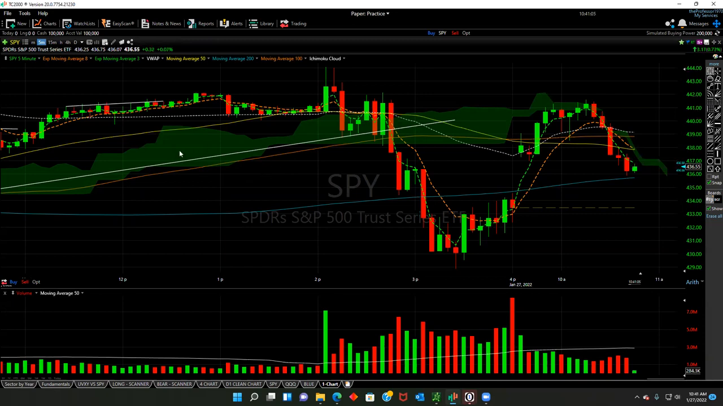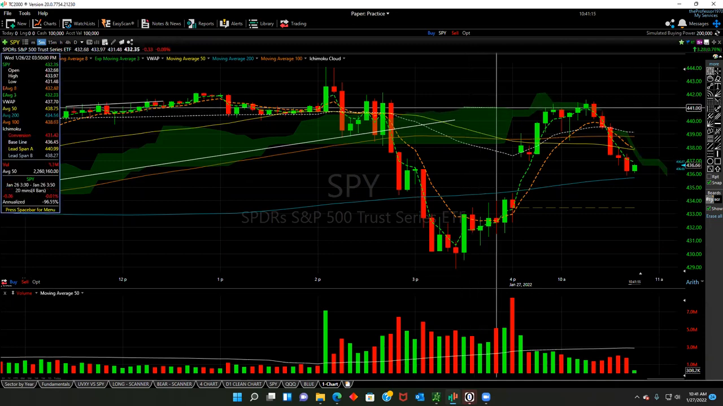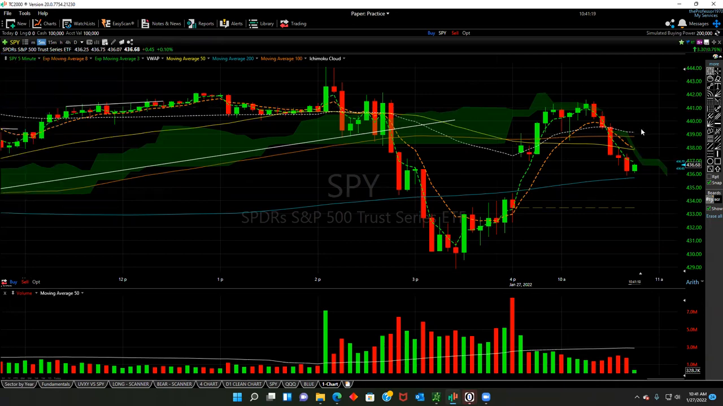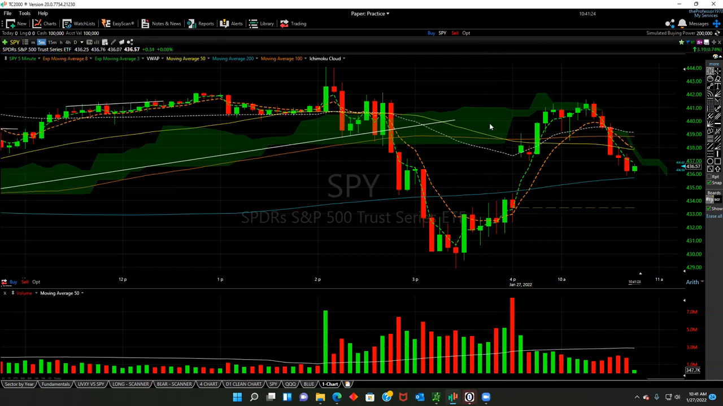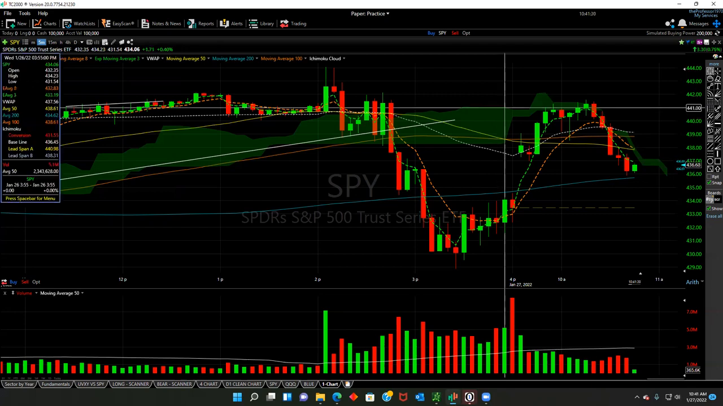Oh, by the way, my settings for the cloud are just the standard settings. Again, I get rid of all the leading lines. I use the top of the cloud here as, if we're coming from above, I use the bottom of the cloud as resistance. If it breaks through it, then I may look to take a scalp to the top of the cloud, or I may do nothing.